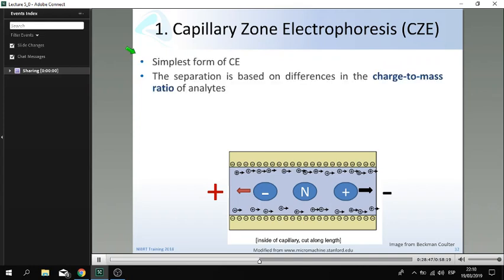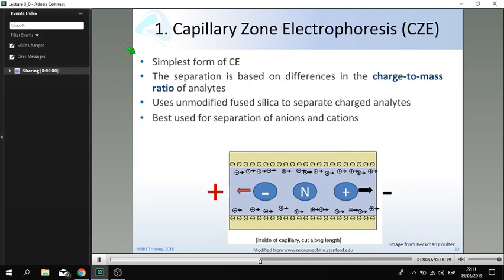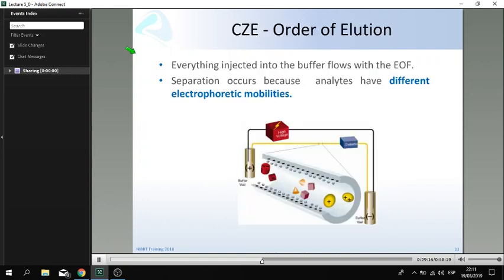Capillary zone electrophoresis, or CZE, as I said, is the simplest form, and separation is based on differences in the charge to mass ratio of analytes. In this case we use unmodified fused silica to separate charged analytes, because we do want electroosmotic flow. We don't want to suppress or neutralize EOF, since EOF actually helps us separate our sample. Everything that you inject into your buffer will flow with EOF towards the cathode, but separation will occur because your analytes have different electrophoretic mobilities.